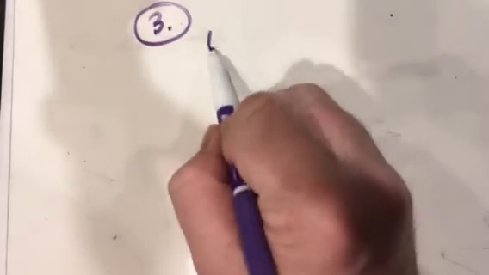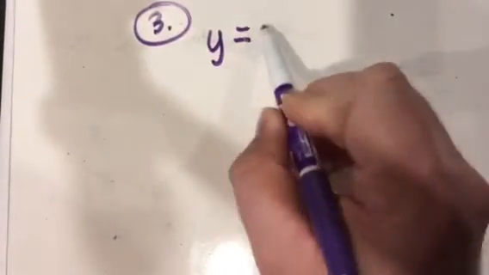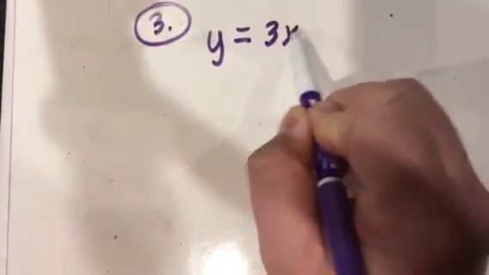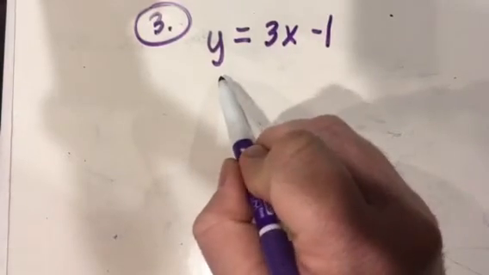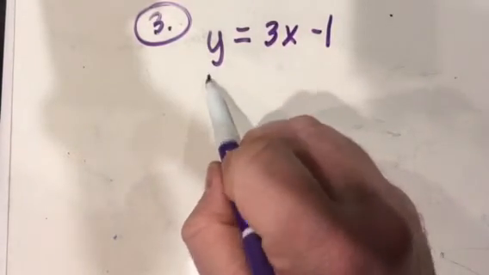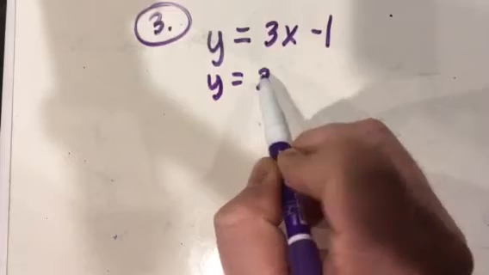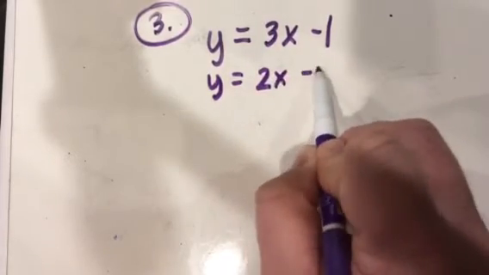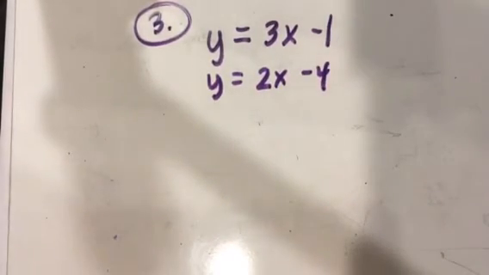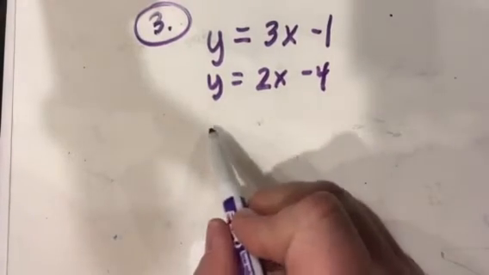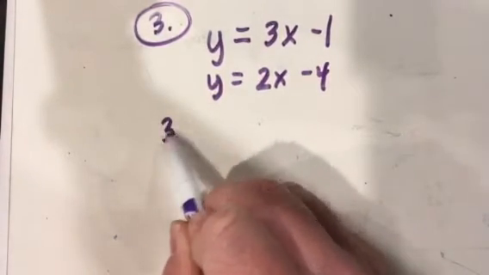Number 3. This type of problem, Alex always likes to give you, and you don't need to let it bother you because it is pretty simple. If they give you both of them in y equals form, or even if they did both of them in x equals form, if two things are equal to the same thing, then they're equal to each other.